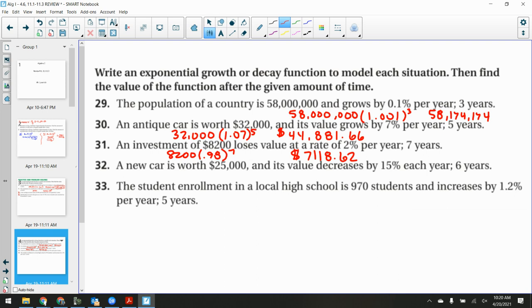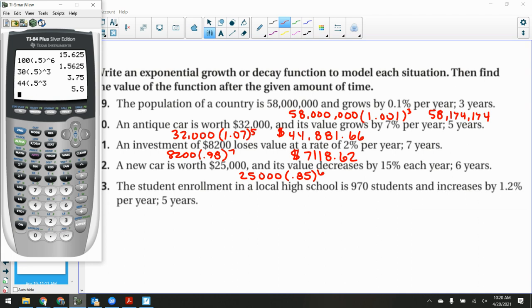Number 32, a new car is worth $25,000 and is decreasing by 15% per year. Elena, what did you get for 32? I think you did your rate incorrectly because it should have gone down more than that. Did you write down your equation? What did you say for your number inside the parentheses? You did 0.0015. It should have just been 0.15.